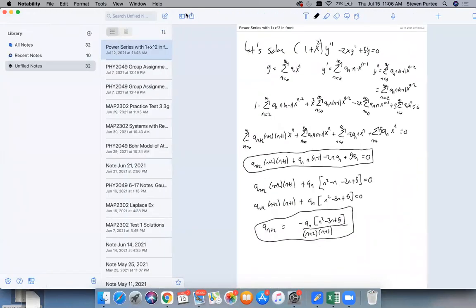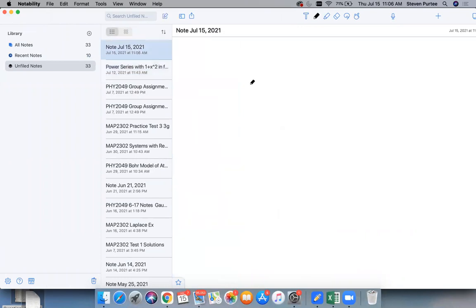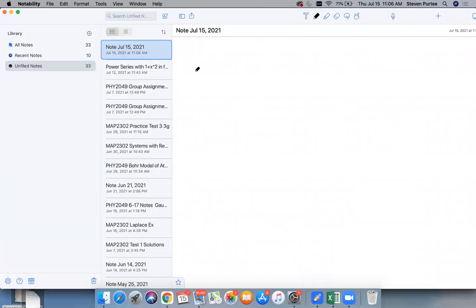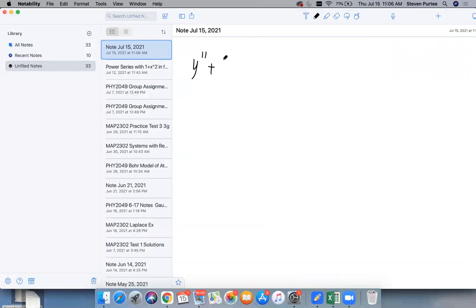Library, and let's start a new one. Okay, what do we have? y double prime, x y prime minus 4y. I literally already forgot what it was. Plus x y prime minus 4y equals 0. Okay, so we're going to start like always.